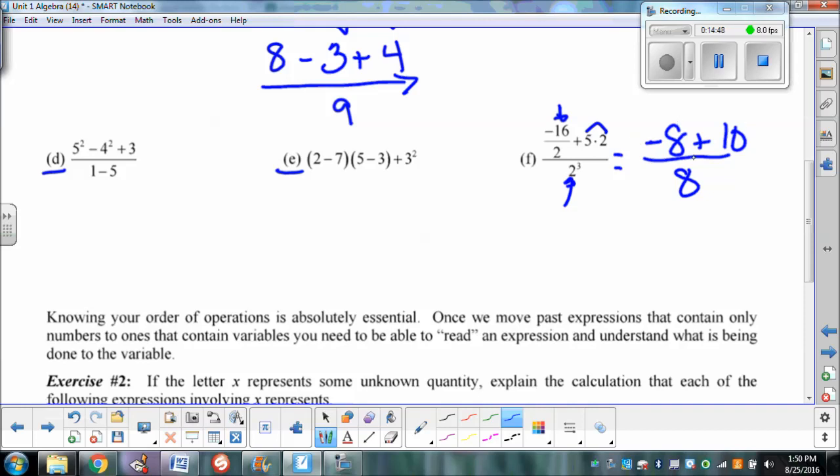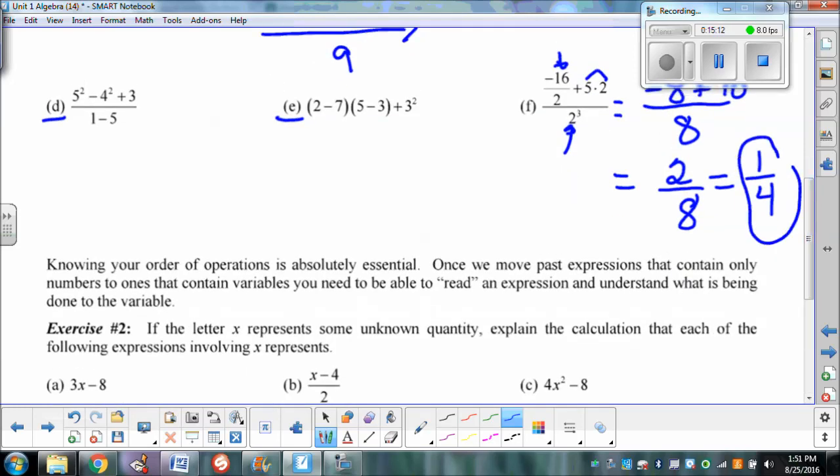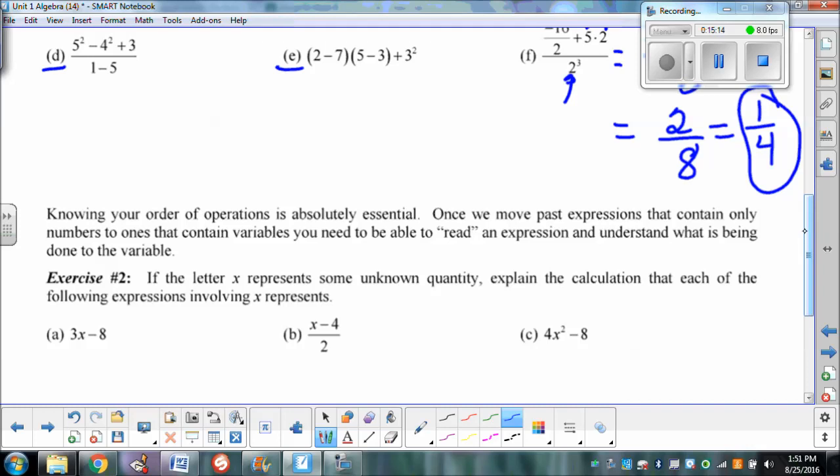Now I've got to take care of this numerator up here first before I can do the division by 8. So I've got negative 8 plus 10, which gives me 2, divided by 8. Now I could say, what's 2 divided by 8? If I simplify that, 1/4. I tend to prefer fractions. They're exact. Obviously, 0.25 is equivalent, but I tend to like the fractions. All right, let's hop down to letter C.